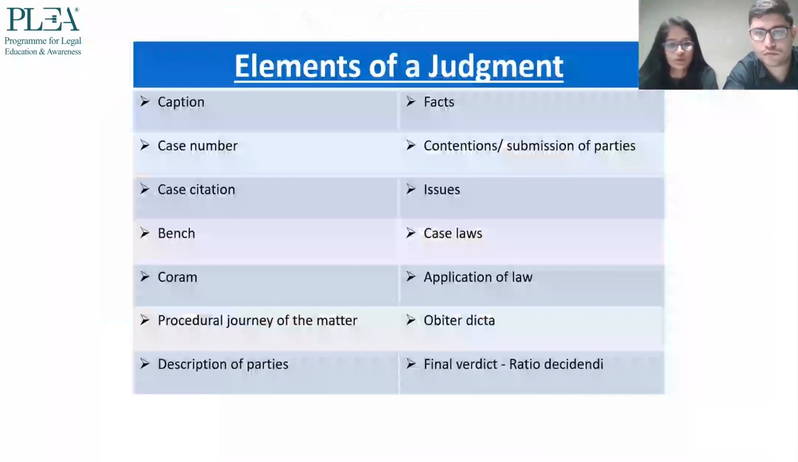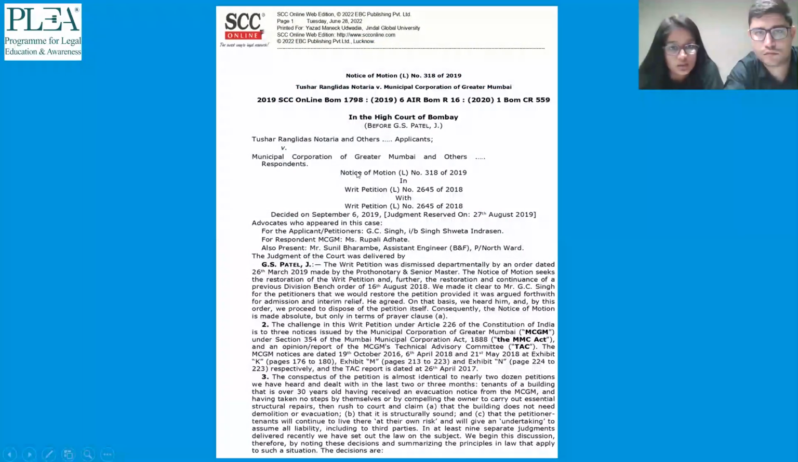Now, moving forward, the next is the case number. Here, if you see, the case number is Notice of Motion lodging number 318 of 2019 in writ petition lodging number 2645 of 2018 with writ petition lodging number 2645 of 2018. Now, in this judgment that we've pulled out, there are two writ petitions which are tagged along. So this is called the case number.